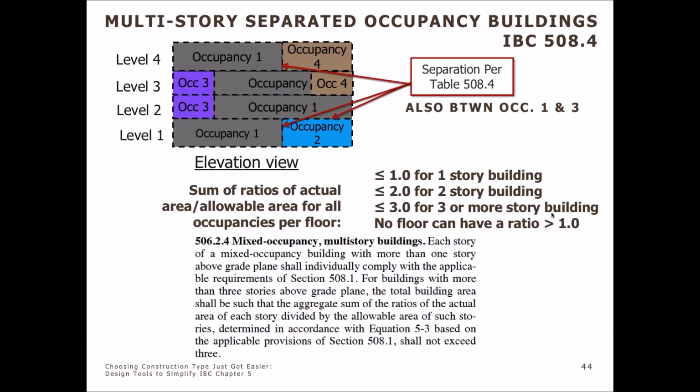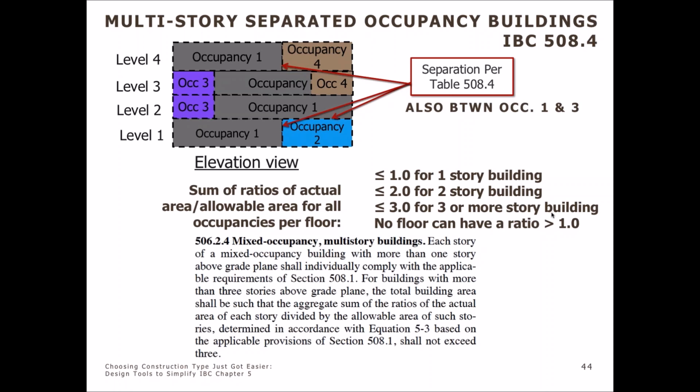As long as we're less than 1.0 at each individual floor level, that's the first check that we need to do. So if this level 1 had 5 different occupancies, we would have to look at each of those 5 occupancies, take the ratio for each and add all 5 of those together, and that sum could not exceed 1.0.